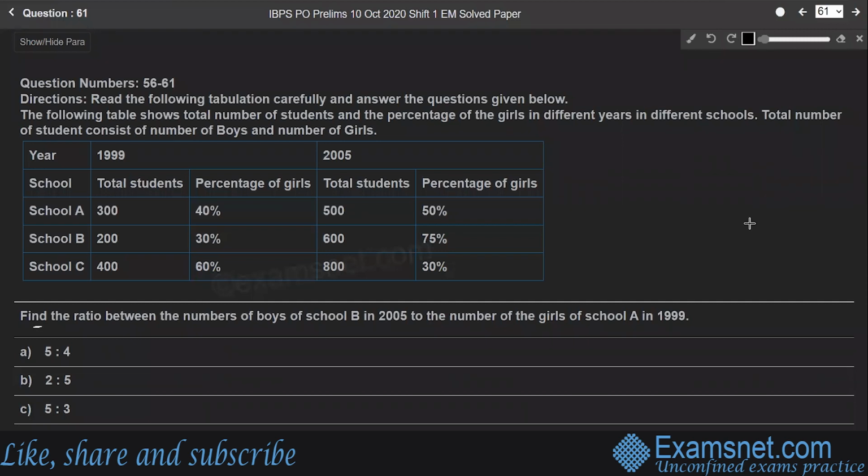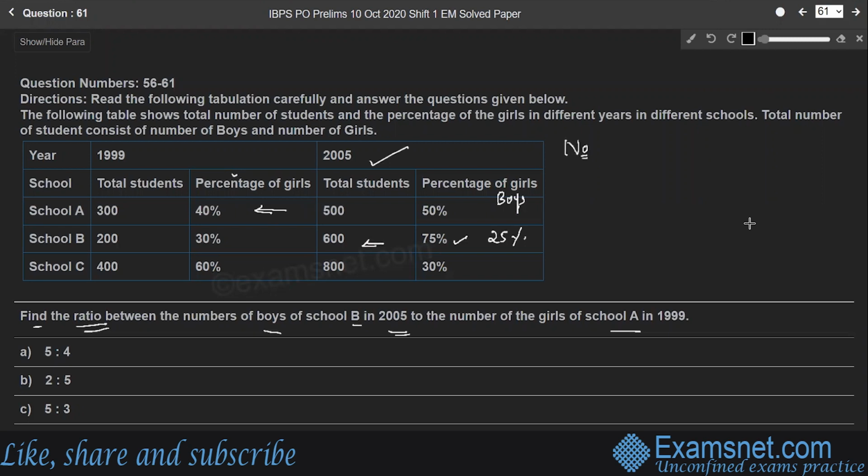Question 61. Find the ratio between the number of boys of school B in 2005 to the number of girls of school A in 1999. Here, the number of boys of school B in 2005 is 25% of 600, whereas the number of girls in school A in 1999 is 40% of 300. So we have to find the ratio between these two numbers, right?